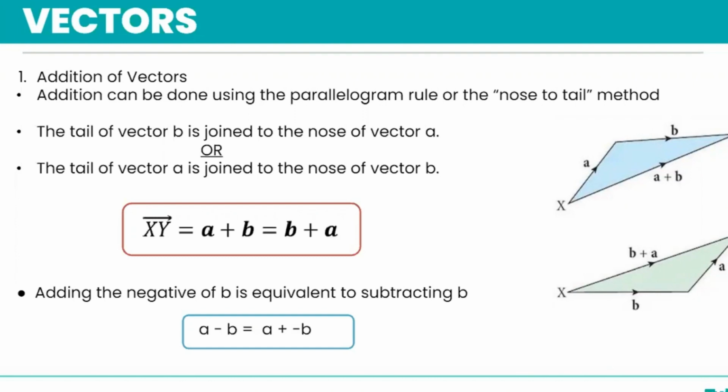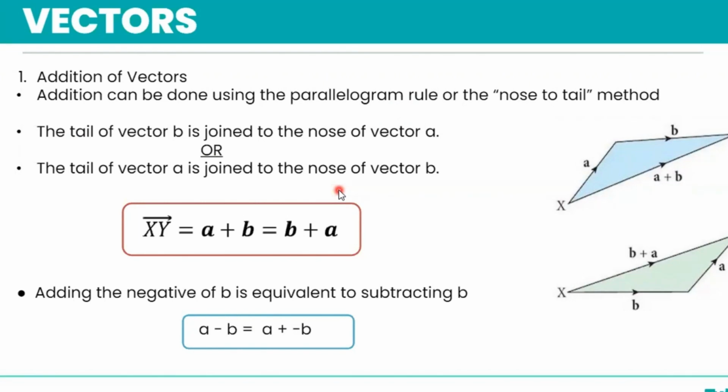The next skill that we're going to be learning would be the addition of vectors. When we add vectors, we can do this using the parallelogram method, which is also called the nose to tail method. If I need to add vector A and vector B, I can take the tail of vector B and join it to the nose of vector A, or I can take the tail of vector A and join it to the nose of vector B.